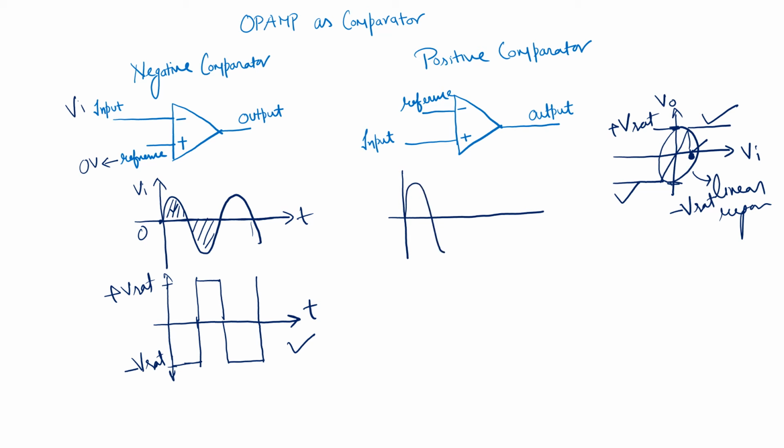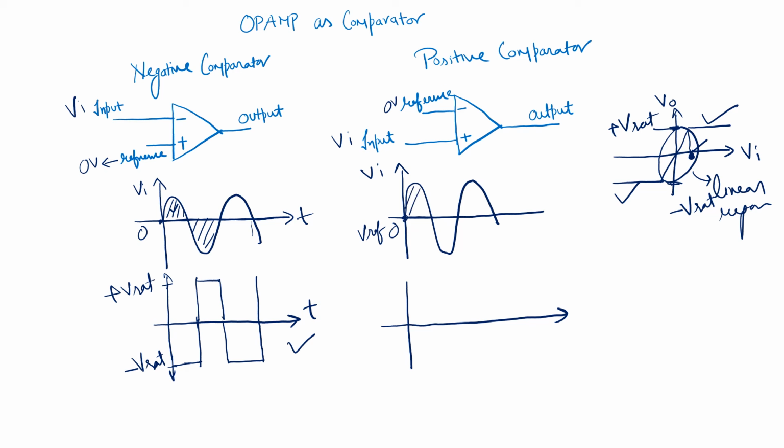Whereas in the positive comparator, suppose we have the same sinusoidal wave here, this is our V input, and the reference is 0 volt, but now the reference is connected with the negative terminal, the inverting terminal of the op-amp, and the input is given to the non-inverting terminal. So this is reference 0, V reference.